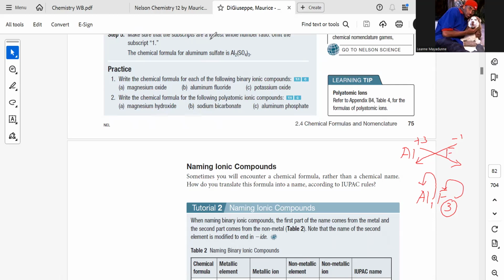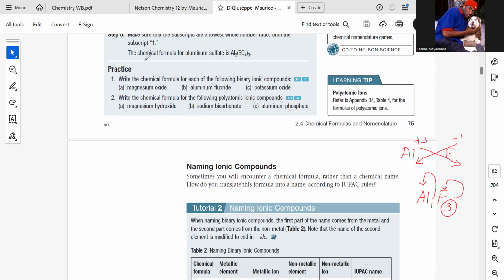Okay, I sent the photo. So I checked the picture. MgO is correct. AlF3 is correct. K2O is correct.